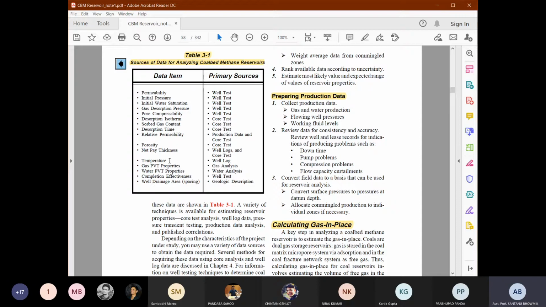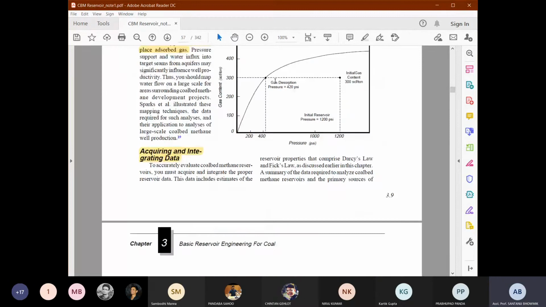In situ means in field. Then obviously the gas disruption pressure. Gas disruption pressure, you already have seen that the gas disruption pressure is the pressure beyond which the gases will start to dissolve.